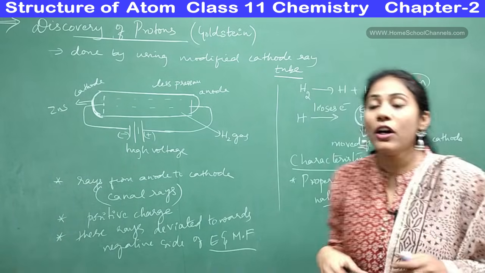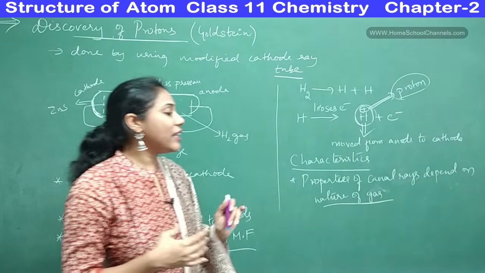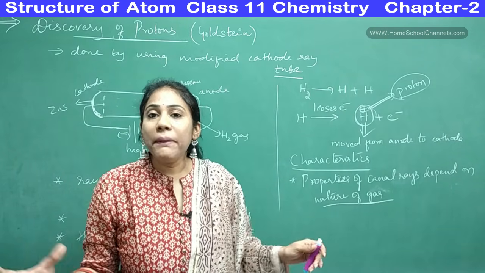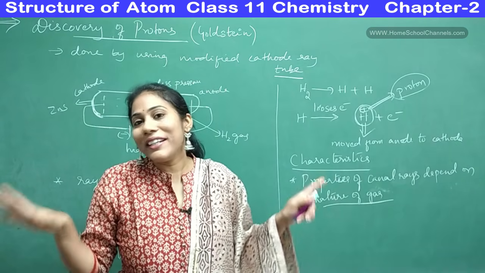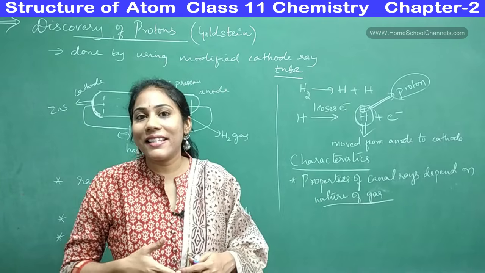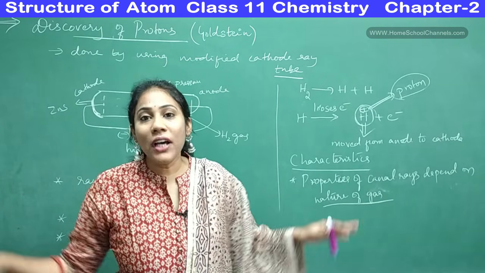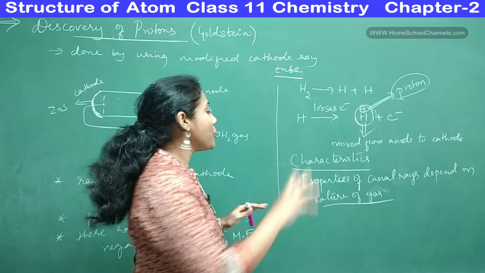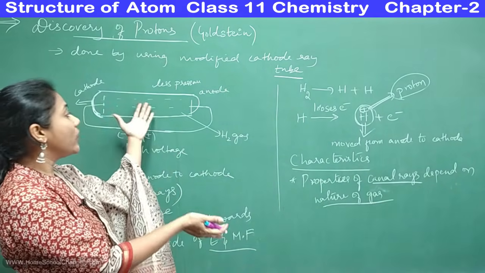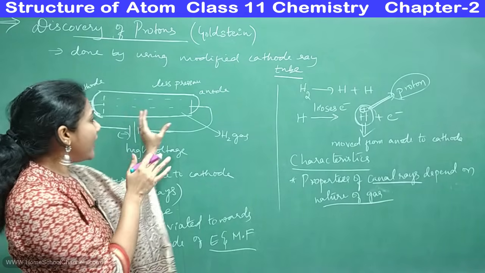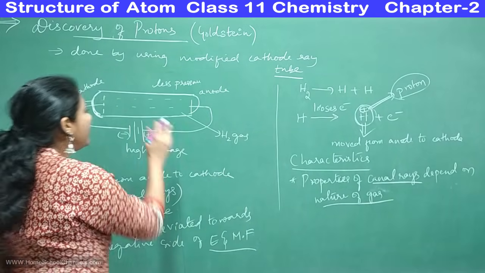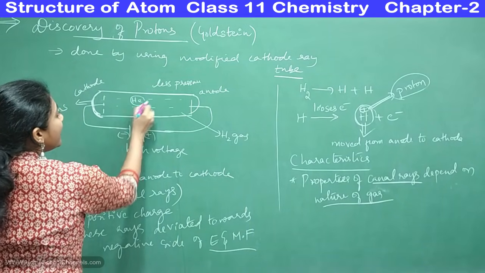In the last video, when we spoke about the characteristics of the electron, we discussed that the properties of the electron do not depend on the nature of gas, isn't it? Electron is electron only, whatever gas it is. But in the proton case, it is completely different. The properties of canal rays completely depend on what gas you took in the discharge tube. So you took hydrogen gas, you got H plus ions, and you called it proton. But what happens when you take helium gas?